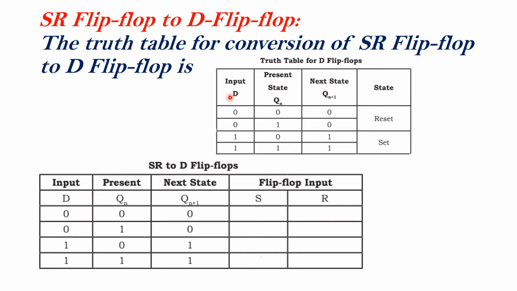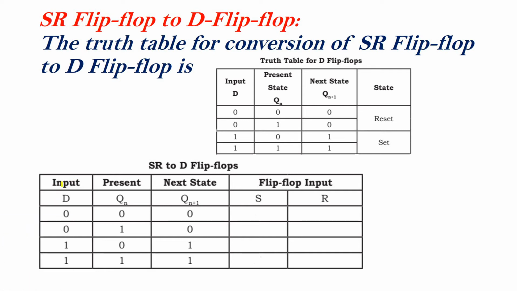Already I have explained in the previous videos, when the input D is equal to 0, irrespective of the present state, the next state is always 0. This is the reset condition of this flip-flop. When input is equal to 1, irrespective of the present state, next state is always equal to 1. This is the set condition of the flip-flop. And next I am going to explain how the SR flip-flop is converted into D flip-flop.